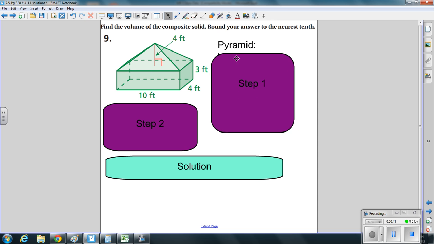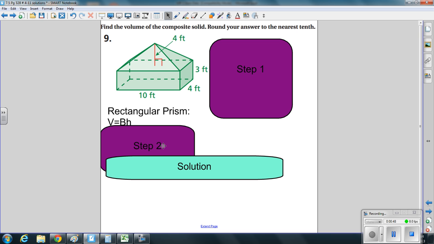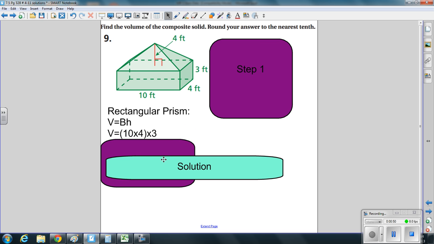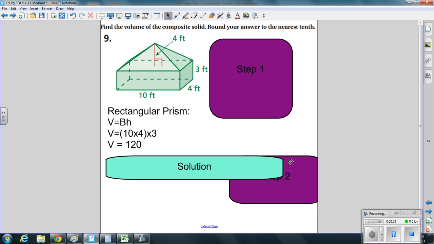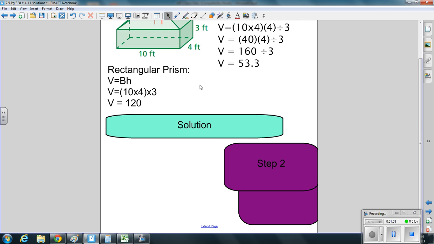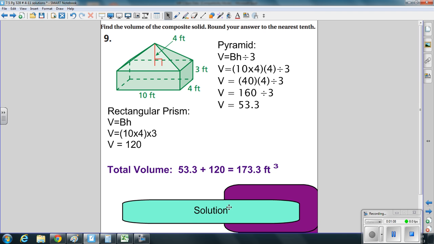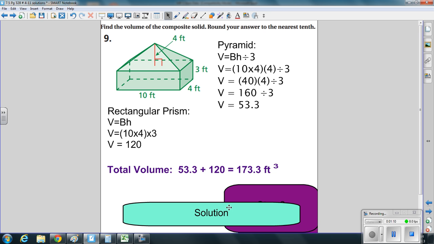Okay. Now we're going to take a look at the rectangular prism. Remember, to find volume, it's area of the base times the height. So we do 10 times 4 for length times width, or area of the base, times the height, which is 3. And that gives us a total of 120. And to find the total volume, we add the two separate volumes together, and we get a grand total of 173.3 feet cubed. Are there any questions?